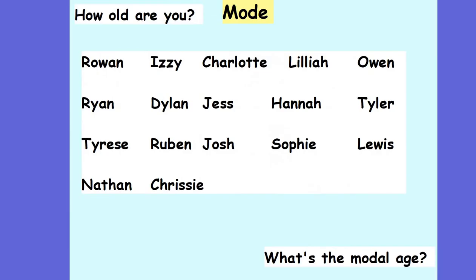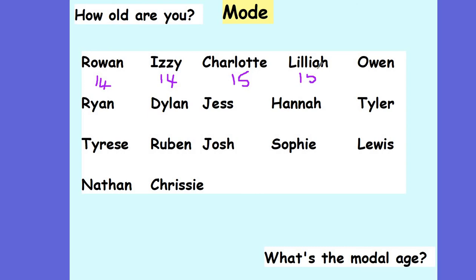Right, let's talk about a different average. Let's talk about the mode. Now, you're all going to be between the ages of 14 and 15. And I'm going to take a guess. I'm going to say, Rowan, I think you're 14. Izzy, I'm going to say you're 14. Charlotte, I think you're 15.